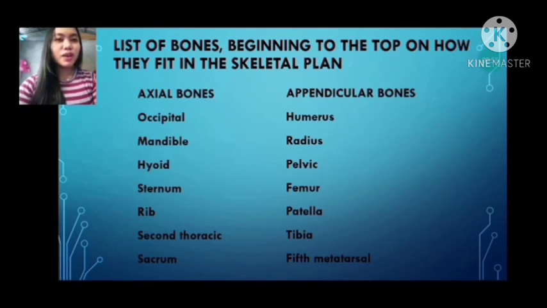There is also a list of bones, beginning from the top, on how they fit in a skeletal plan. On the axial bones, first is the occipital, next is the mandible, third is the hyoid, sternum, rib, second thoracic, and sacrum. And for the appendicular bones, the first is the humerus, radius, pelvic, femur, patella, tibia, fifth metatarsal.